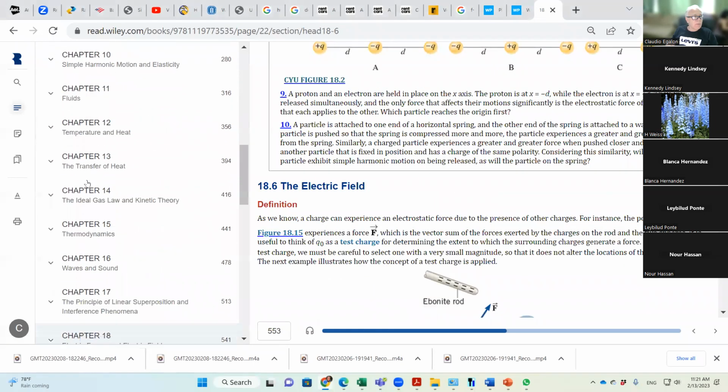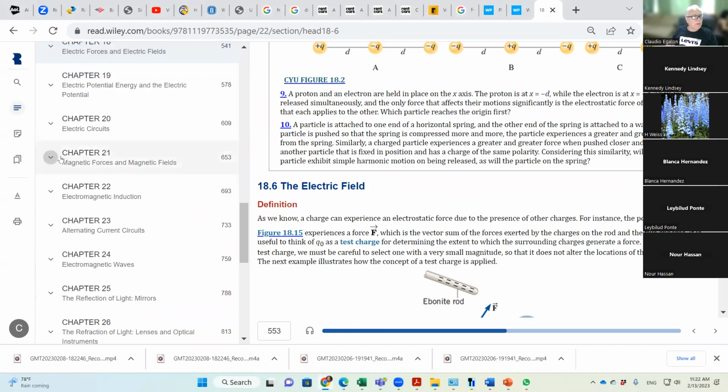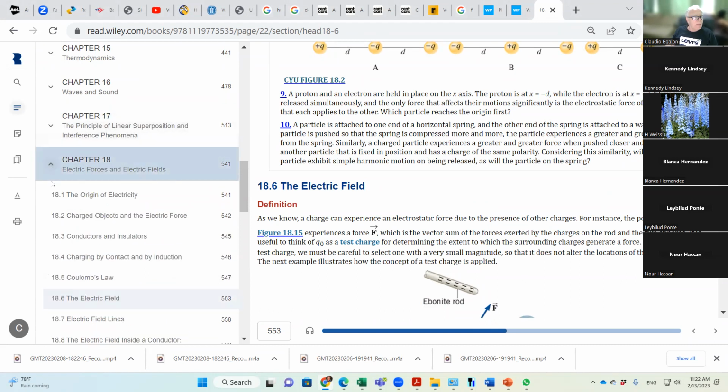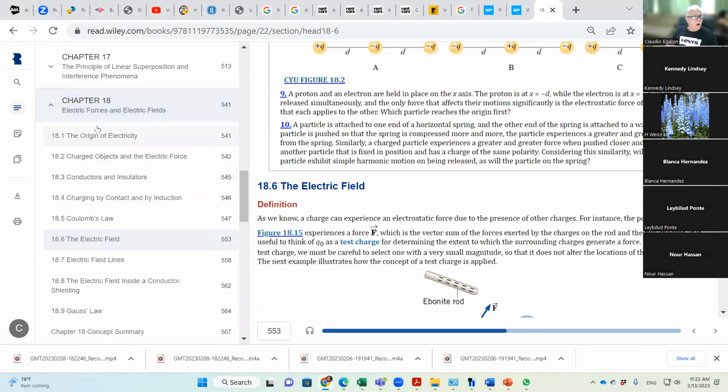Chapter 21 we're doing, right? No, chapter 18. Okay. Origin of electricity, charged object and electric force, conductors and insulators. I don't think I cover conductors and insulators, right? Did you cover?